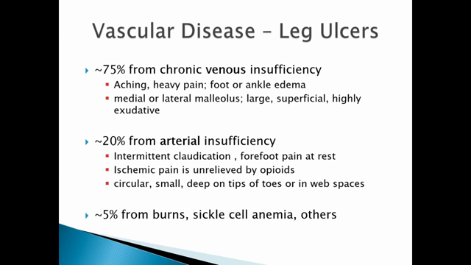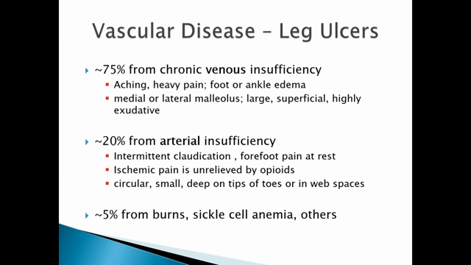So when we look at leg ulcers, and you can see the numbers up there, most of your leg ulcers are going to result from chronic venous insufficiency. You usually see these on the medial or the lateral malleolus. They tend to be larger. They're more superficial. They don't go as deep. And they tend to drain a lot. They have a lot of exudate.